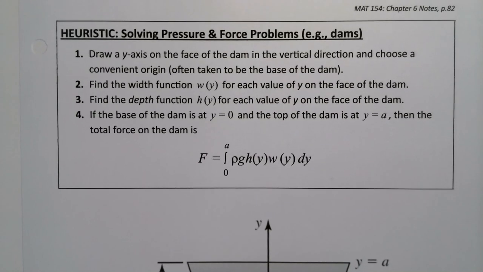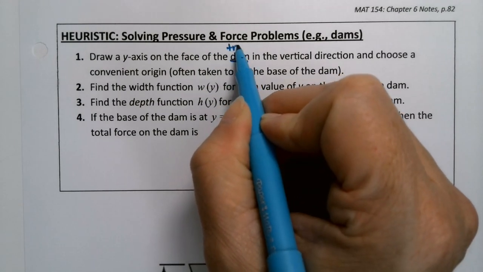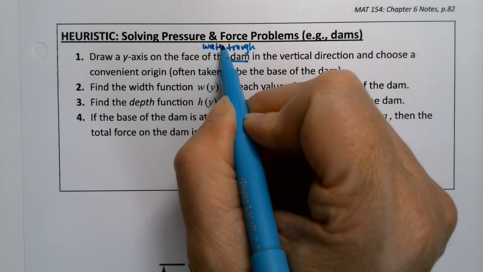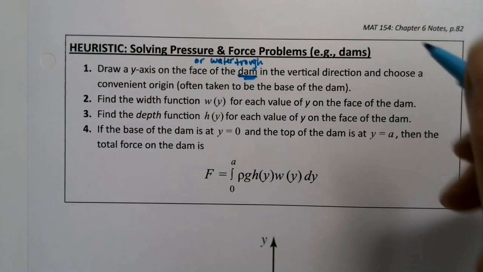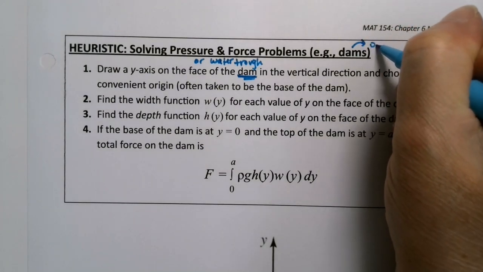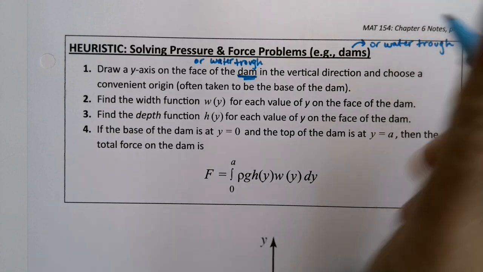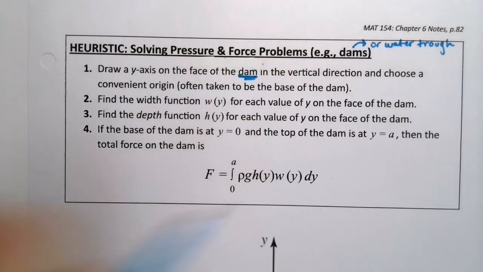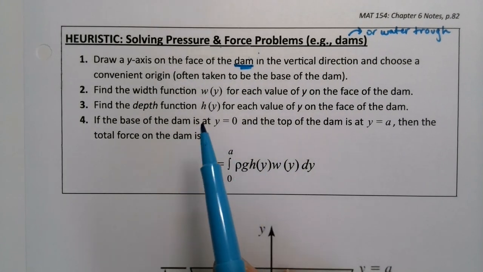So the base of the dam, and it can also be a trough, like a water trough, that kind of thing. Oh, I guess I should put it here. That would be a better place to put it. That's the kind of thing you feed animals or water animals from. And you can feed them too, depends on what you're doing. Okay, so we're going to find the width function. We're going to find the depth function.